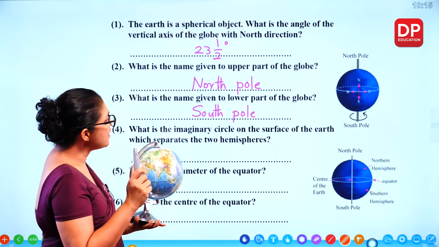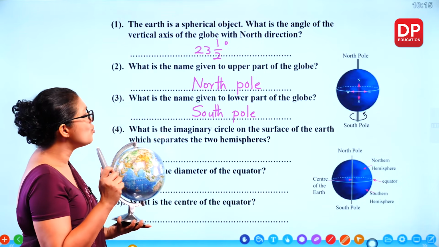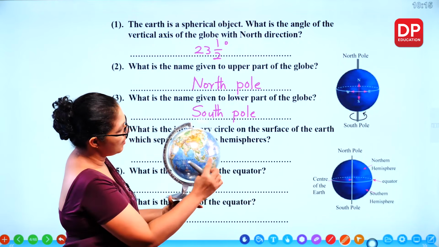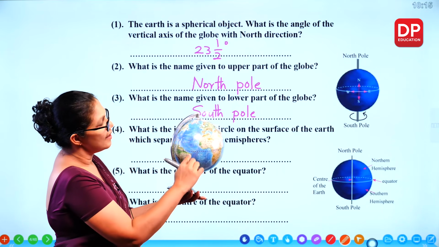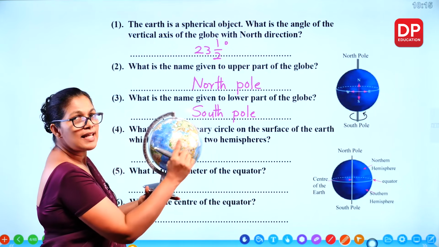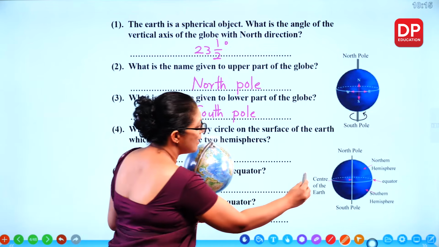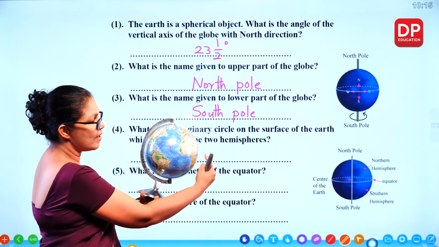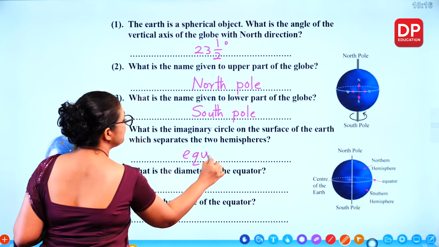What is the imaginary circle on the surface of the earth which separates the two hemispheres? So here, look at this one. So you get a line in the middle. So this globe divided into two parts. What you call this line? That's an imaginary circle. So we call that the equator. So equator is the horizontal imaginary line. So we call it equator.